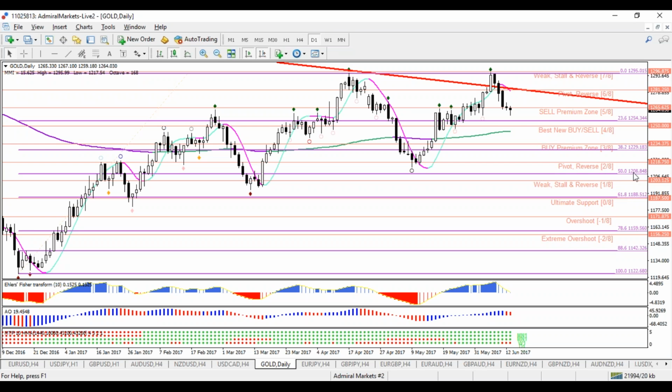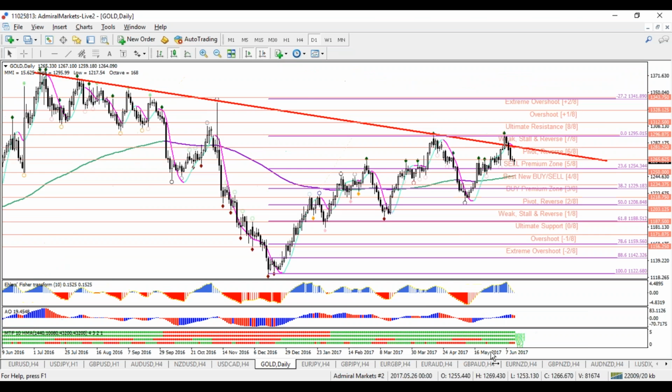So 1230, 1210, 1190, those could be bouncing spots. Angel's mentioning 1173. I'm not sure, what do you mean with Bay, B-A-Y? I'm not sure what that means. But 1170 is possible, but then price would have to make a deeper correction to about this fib.